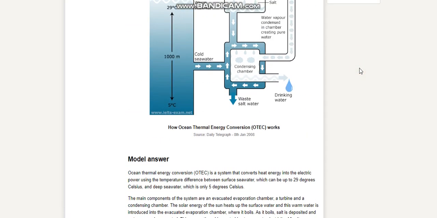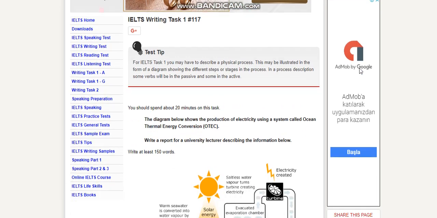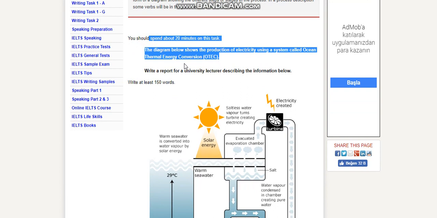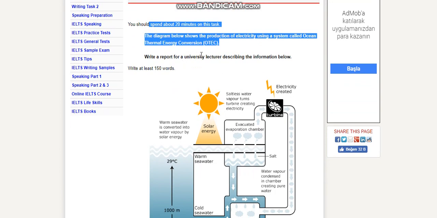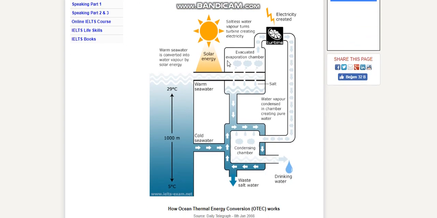Hello, welcome to another IELTS writing related video. So we're going to analyze that IELTS writing diagram. The diagram below shows the production of electricity using a system called ocean thermal energy conversion. Write a report for a university lecture describing the information below.